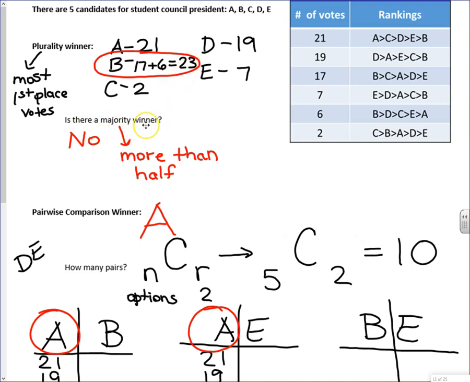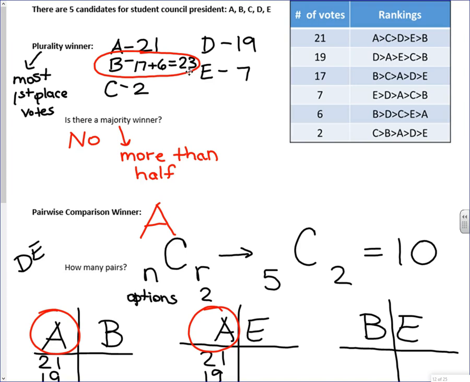Now, is there a majority winner? And we would say no. The reason why there's not is because they don't have more than half of the votes, right? So you could either add up all these votes, divide by 2, and add 1 to get how many votes they needed. Or a quick way to do it is just to look at, does B have more votes than everyone else combined?